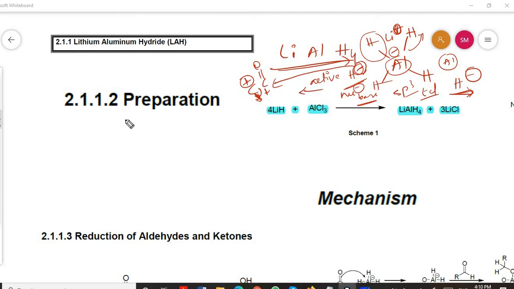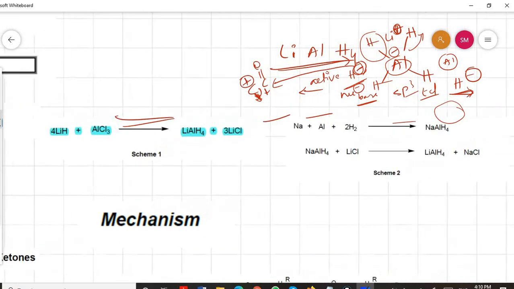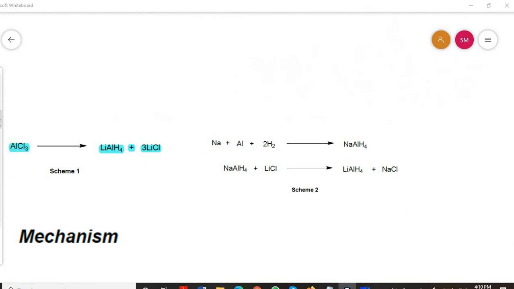When it comes to preparation, lithium aluminum hydride can be prepared by two methods. One method is lithium hydride with AlCl3 to give lithium aluminum hydride, with lithium chloride as the byproduct. The second method is the use of sodium and aluminum in the presence of hydrogen to form sodium aluminum hydride. The sodium aluminum hydride can easily be replaced with lithium in the presence of lithium chloride, so again you get lithium aluminum hydride.